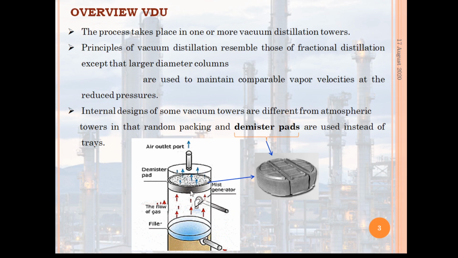Demister, as its name indicates, means that whatever mist is produced, it helps to reduce that mist. Whatever liquid droplets or vapor droplets are formed in the column, it reduces them by using these demister pads. So these are used instead of the trays inside this vacuum tower.